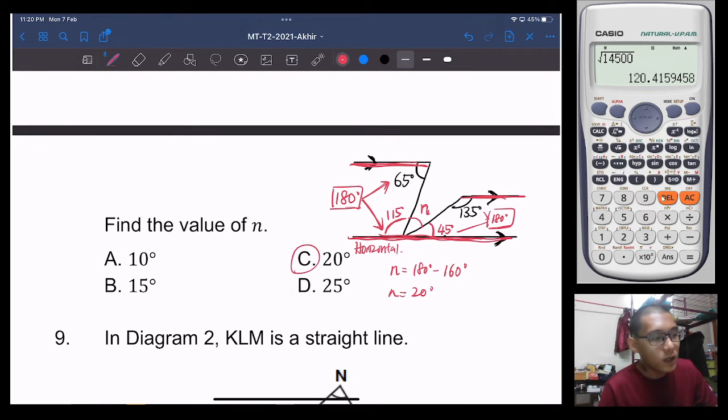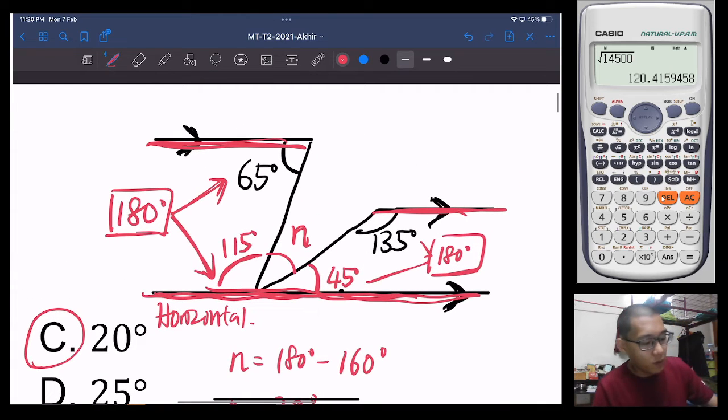So do you have any other ways to answer? Maybe you have another way. So let's say we try to extend this line.